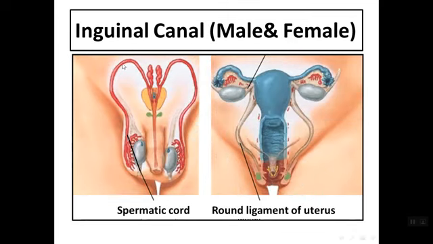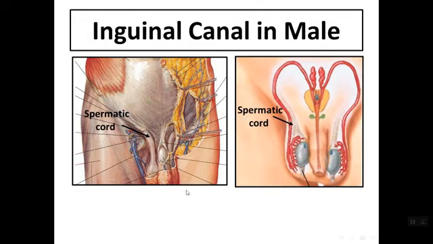This drawing shows that in males, this is the spermatic cord passing through the inguinal canal to the testis, and this is the round ligament passing through the inguinal canal in females to the labia majora. This is the spermatic cord. In males, the inguinal canal is more well developed and longer than that of the female. It allows the passage of the structures that pass through the spermatic cord from the abdomen to the testis.